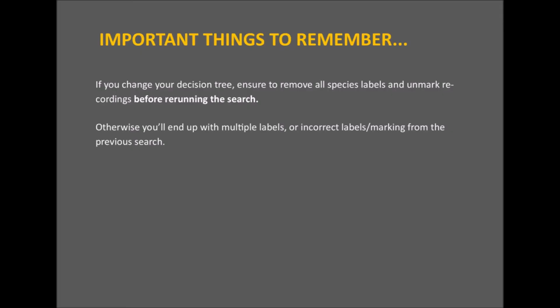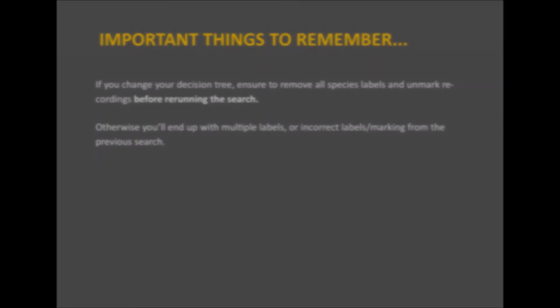My third important tip is if you change your decision tree after running the search, ensure to remove all species labels and unmark all recordings before rerunning the search. Otherwise, you'll end up with multiple labels, have incorrect labels or marking from the previous search.